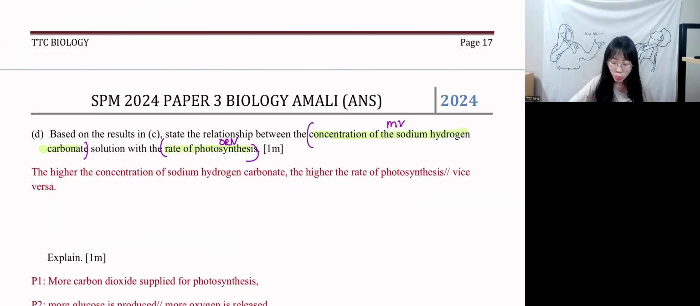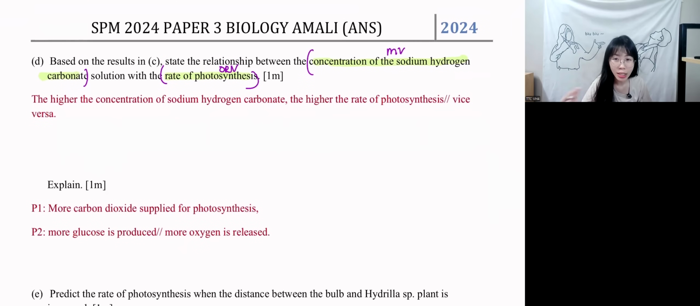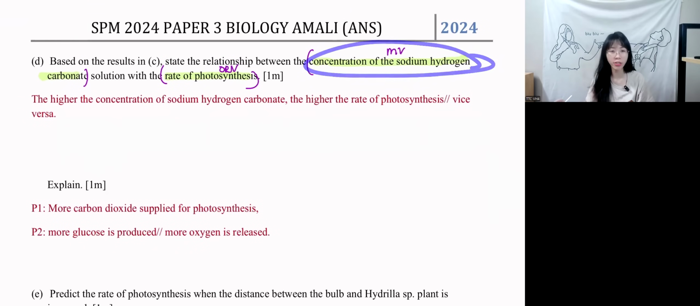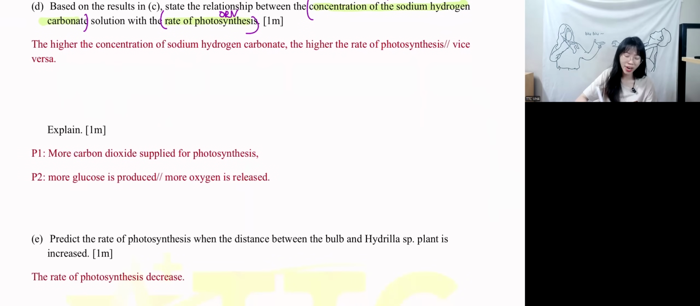Your answer needs to be based on what they ask. Please don't write 'the higher the concentration of sodium hydrogen carbonate, more gas bubbles are released', that's not related. Write rate of photosynthesis, or you can write the lower the concentration, the lower the rate of photosynthesis. We don't write vice versa in the exam. This is just for your marking scheme purposes. How do we explain this? Because when we have more concentration of sodium hydrogen carbonate, we have more carbon dioxide released. Just now we said more carbon dioxide, more oxygen is released. Don't have to talk about glucose because it's not quite related. Just write more oxygen is released.